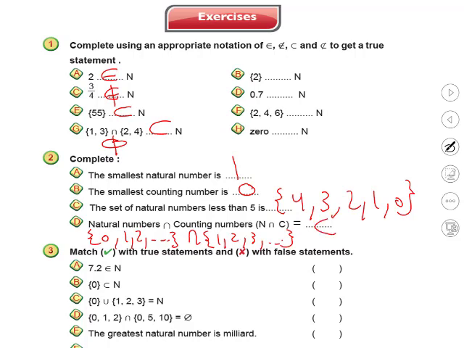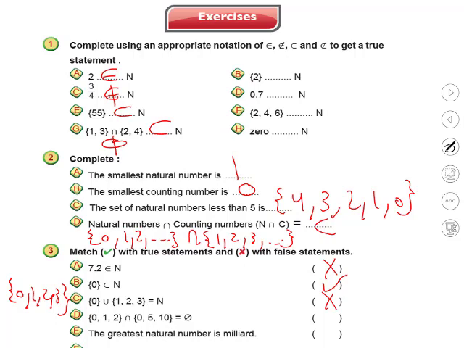The next question: solve, put right or wrong. 7.2 belongs to N? Of course not. It's not from the natural numbers. 0 subset of N? Yes. 0 union 1 and 2 and 3 equals 0, 1, 2 and 3. It's equal N? Is this all the natural numbers? Wrong, of course. He tries to confuse you because the natural numbers is an infinite set. It equals 0, 1, 2, 3, 4, and so on.